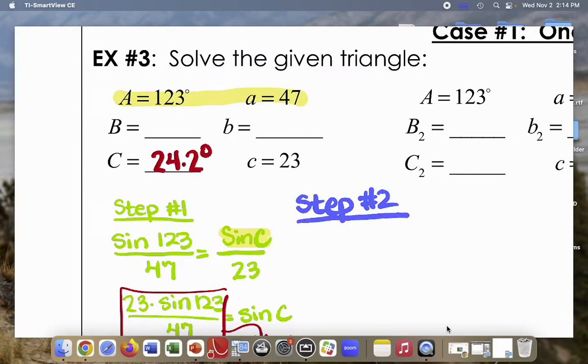Okay, now, step number 2 is pretty easy: find angle B. Right? Angle B is equal to 180 minus the other 2, right? Yes. So angle A plus angle C added together. So what do you get? Anyone get B yet?